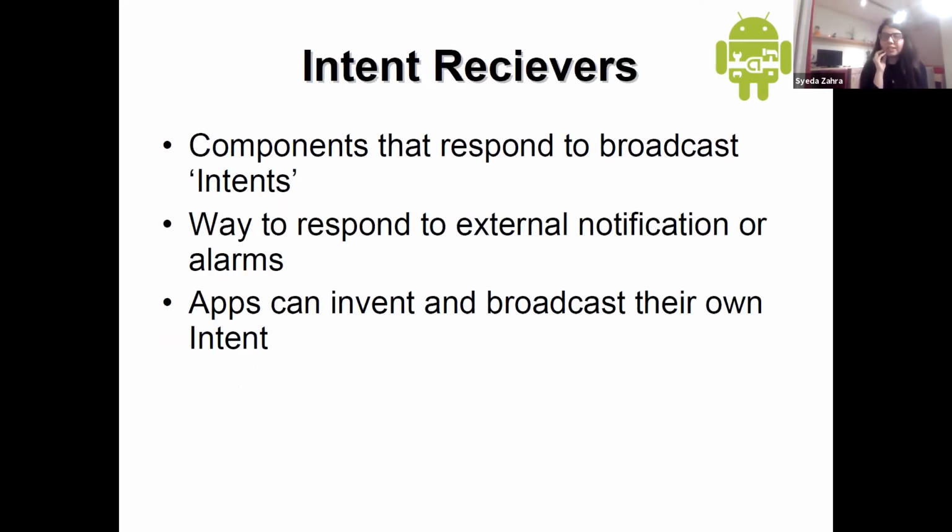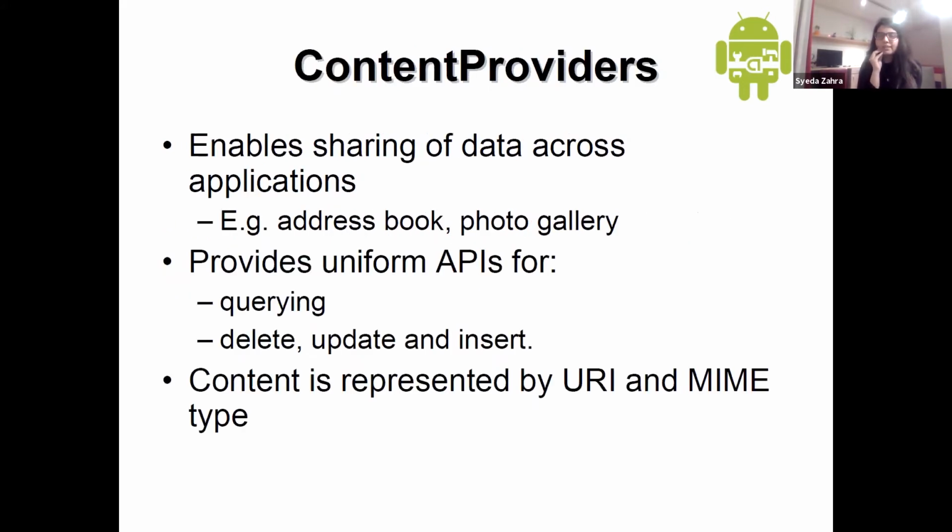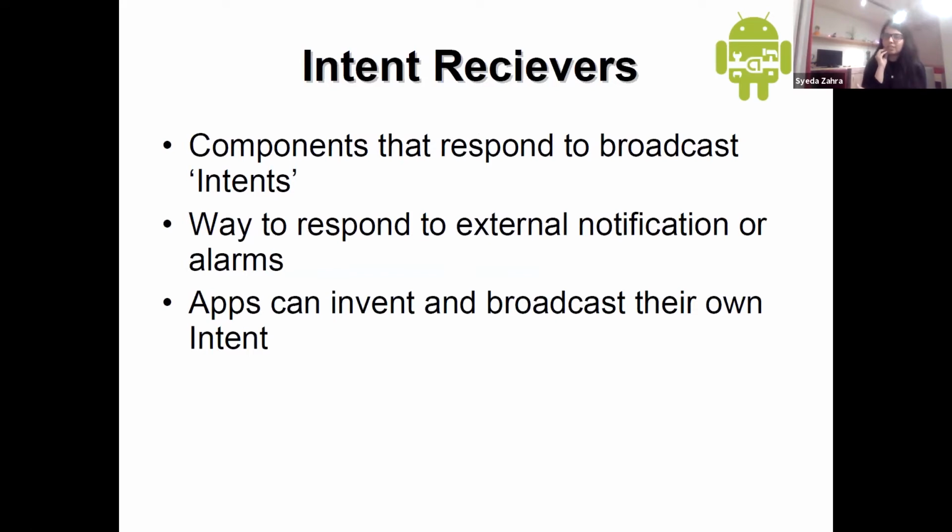And there are different kinds of intent receivers, components that respond to broadcast intents, ways to respond to external notifications or alarms. So basically how to trigger these entities and how to trigger those functionalities. So we use these intent receivers, to receive the data and to save it. We require these kinds of intents, and due to this reason we have intent receivers in Android. Basically, here I am giving the basic concepts of Android that we use.